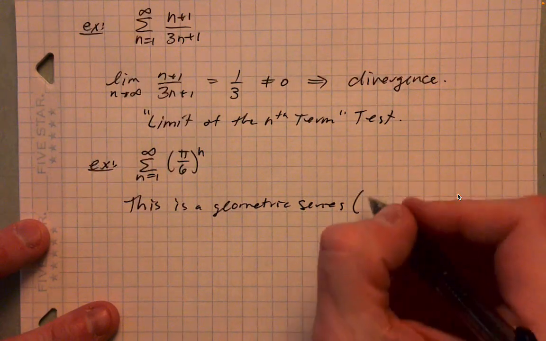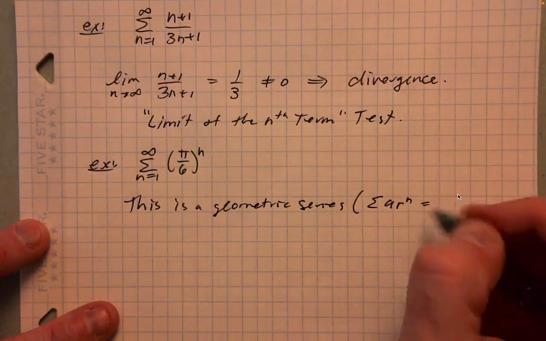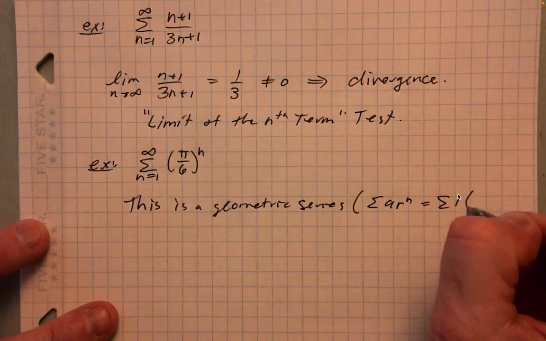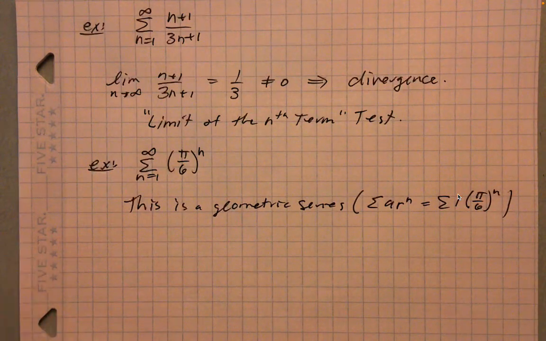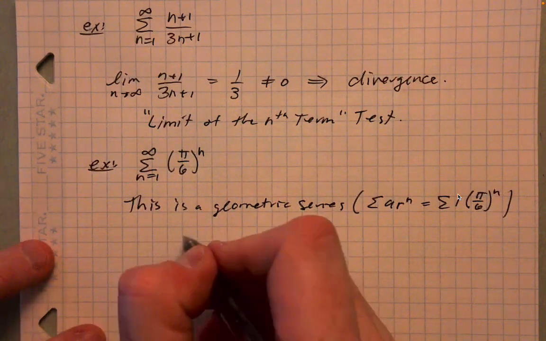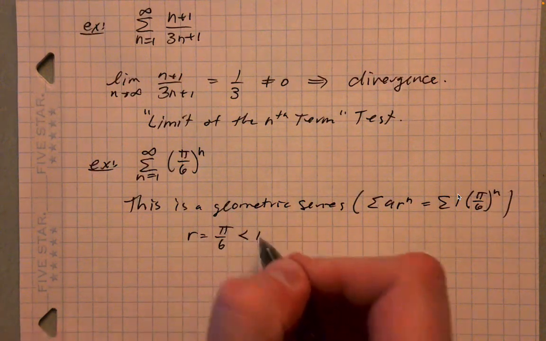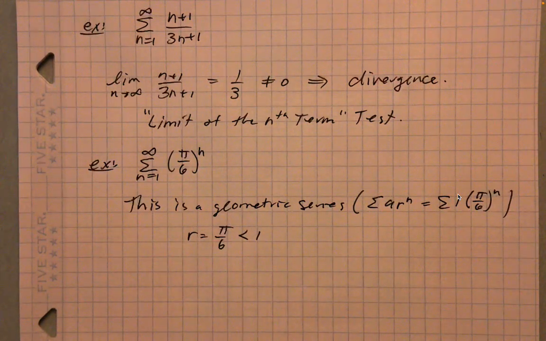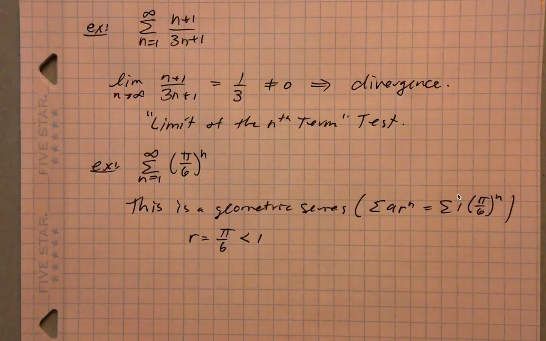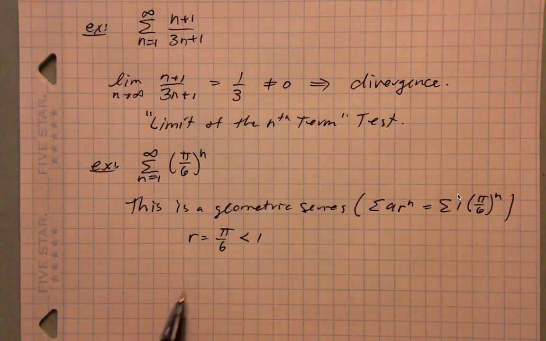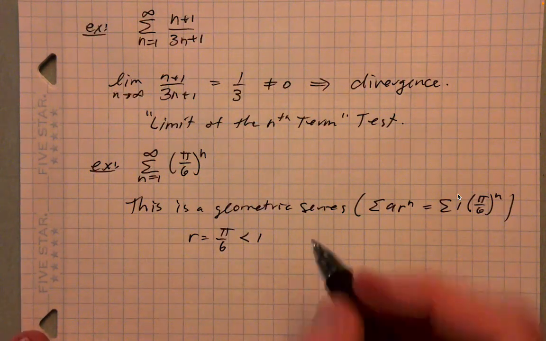Right? So here, if you think of the geometric series as ar to the n, in this case it's 1 times pi over 6 to the n. So r is equal to pi over 6, which is less than 1. You might not recognize that, but this is 3.14 divided by 6, so that's less than 1. It's like 1/2. And so the series would converge.